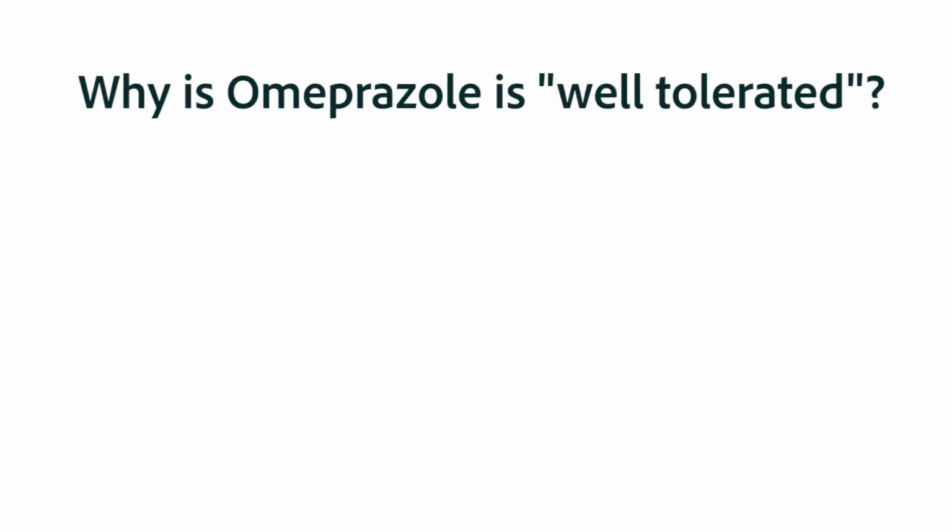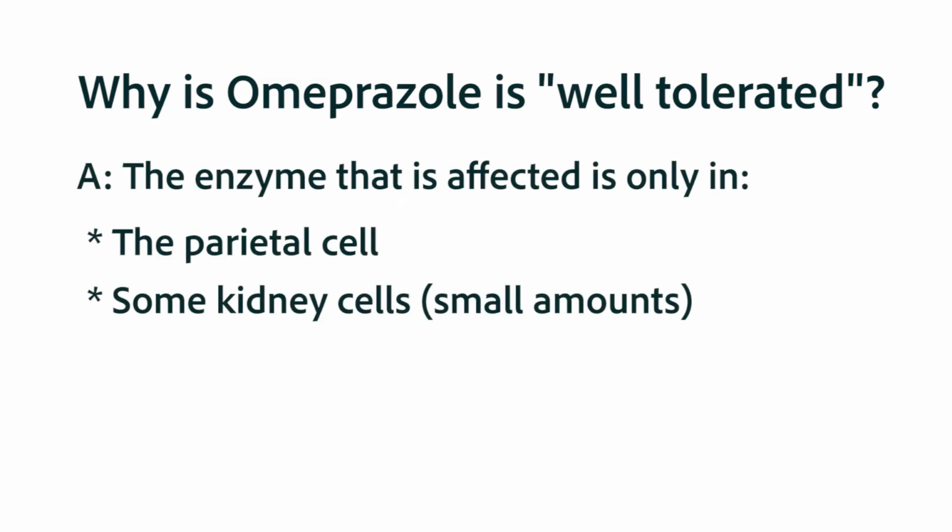In the case of omeprazole, as we said before, it only works in the cells that have the enzyme hydrogen potassium ATPase. So that makes it pretty specific to the parietal cells. So it's really good that there's a limited number of cells that will have the enzyme that we're working on. That ensures that this medication doesn't have widespread side effects throughout the body. And because of that, omeprazole has a very good adverse effect profile, or in other words, it's well tolerated.